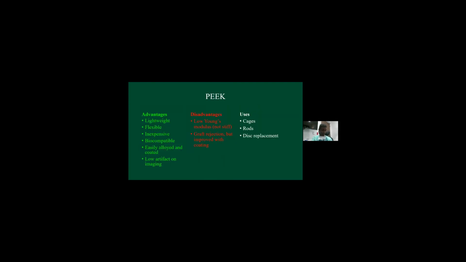And so the advantages of PEEK are it's lightweight, flexible, inexpensive, pretty easily biocompatible, and it can be alloyed and coated with different materials to augment its properties. It also has pretty low artifact on imaging. The disadvantages of PEEK: it has a pretty low Young's modulus, like I showed before, so it's pretty flexible, and there is some risk of graft rejection, but that has mostly been remedied today by coating and mixing. And the primary uses of PEEK right now are cages, rods, and disc replacement materials.